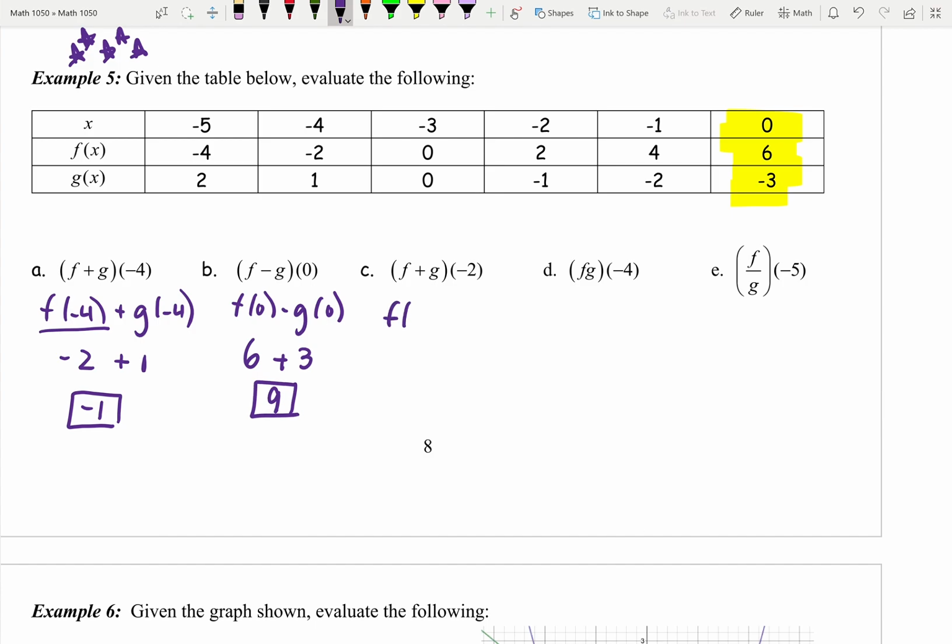This one right here. F of -2 plus g of -2. So I'm not looking there anymore. Now I'm looking here, because that's where the x's are -2. So if x is a -2, f of x would be 2. If x is a -2, then g of x is negative 1. Plus a negative 1 just means minus 1. 2 minus 1 is a 1.